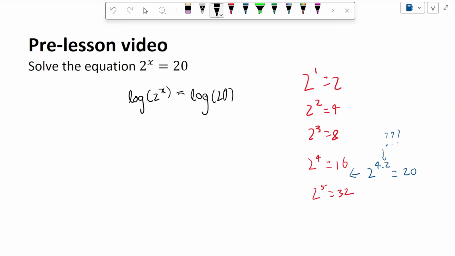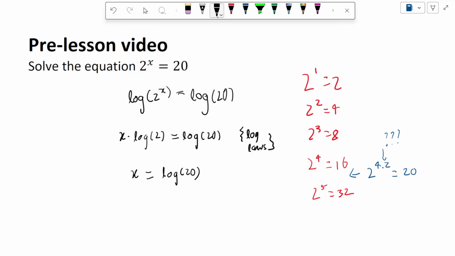Next step here will be to pull x out the front. So you get x times log of 2 is log of 20. Now, this is just the log laws. Specifically that third one where powers can come out front. And so x is log of 20 divided by log of 2.